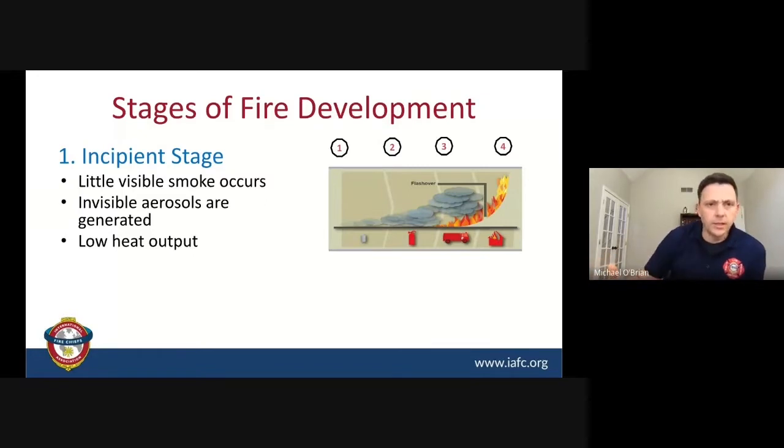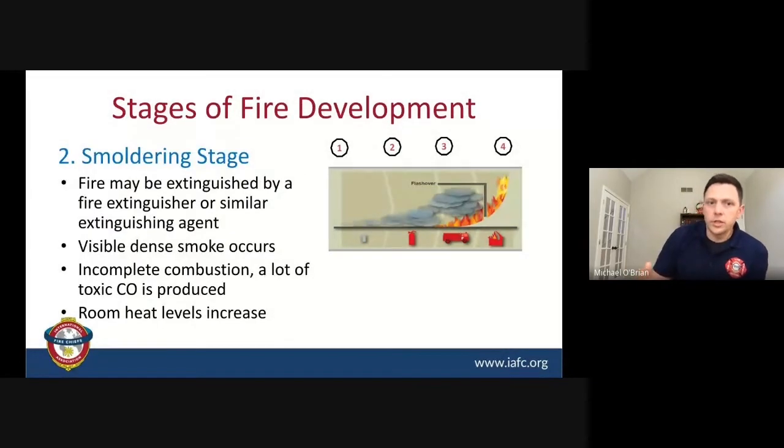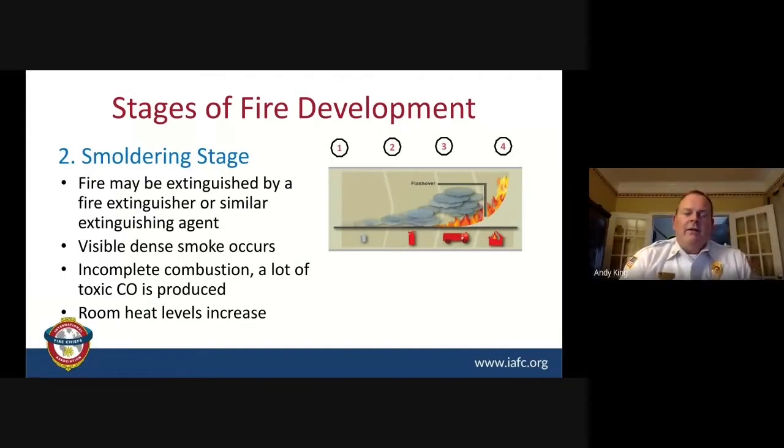But really that incipient stage for us is a reminder: little smoke, a low heat output. A little different as we transition to that next stage, that smoldering stage. It is. At that stage, you have a lot more smoke obscuration, which should definitely set off most smoke detectors at that point. And then as we start looking at more advanced devices, we recognize that they may have dual sensing technology or combination devices such as carbon monoxide.